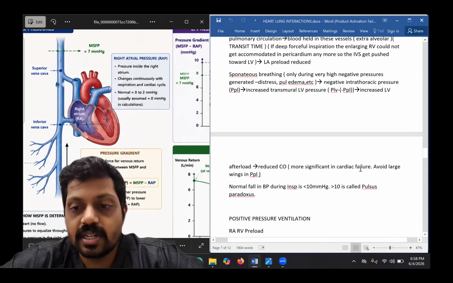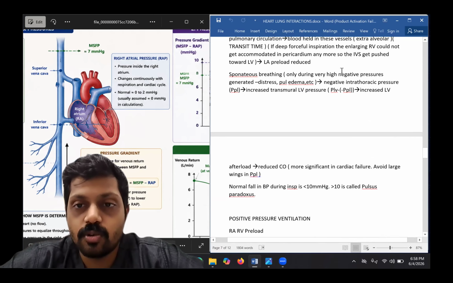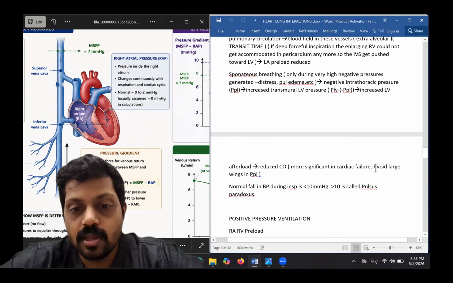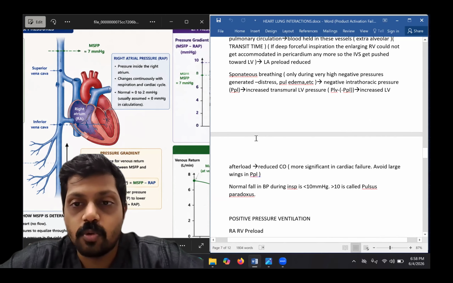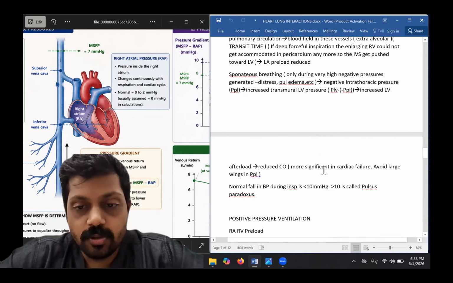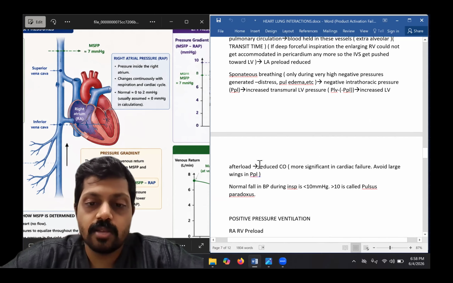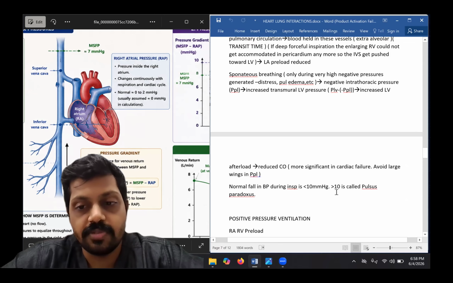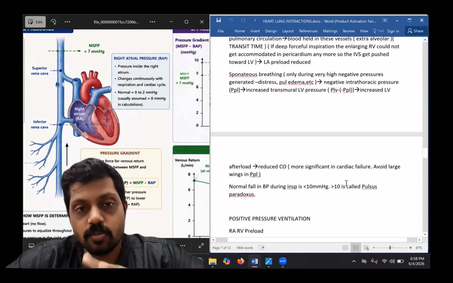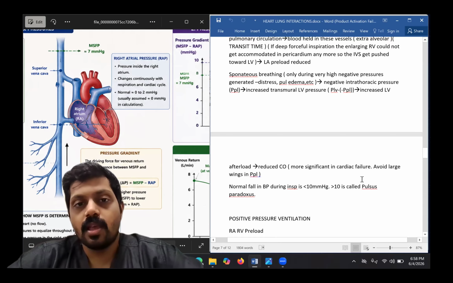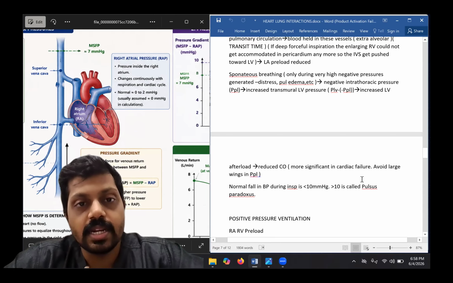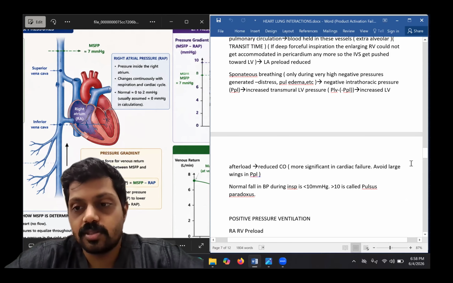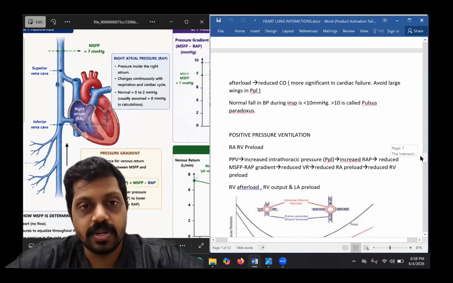So this is more significant in cardiac failure. These patients should not be allowed to get a very high negative intrathoracic pressure, such as in pulmonary edema. So avoid these large swings in pleural pressure. Okay. The reduction in cardiac output, that is the reduction in blood pressure, is usually less than 10 millimeter mercury during the inspiratory phase. If this fall in BP is more than 10, it's called pulsus paradoxus. Exactly the opposite happens in a mechanically ventilated patient. Instead of falling, the cardiac output and blood pressure increase. This is called reverse pulsus paradoxus or respiratory paradox.